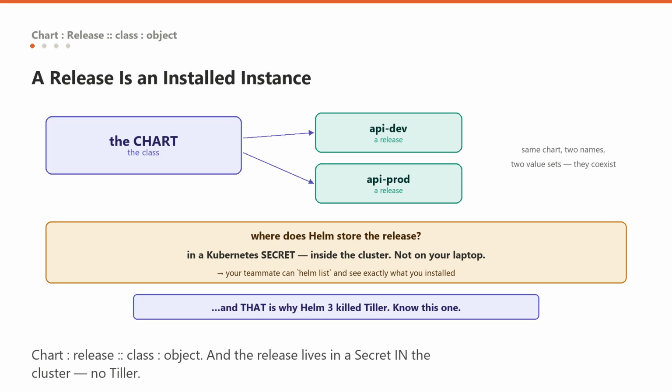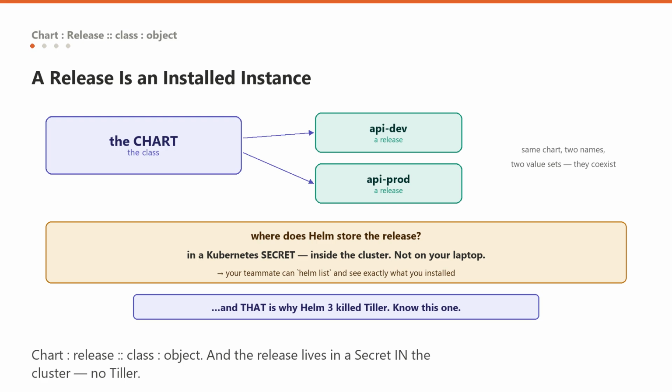Concept 3. The release, the concept that separates people who use Helm from people who understand it. This is the concept that unlocks Helm, and it is the one most tutorials skate past. A chart is a template. A release is one installed instance of that chart with a name. If you are a programmer, the chart is the class and the release is the object. So you can install the same chart twice into the same cluster with 2 different names and 2 different values sets. Helm install api-dev and helm install api-prod, and they coexist happily because every resource name in a well-written chart is prefixed with the release name.